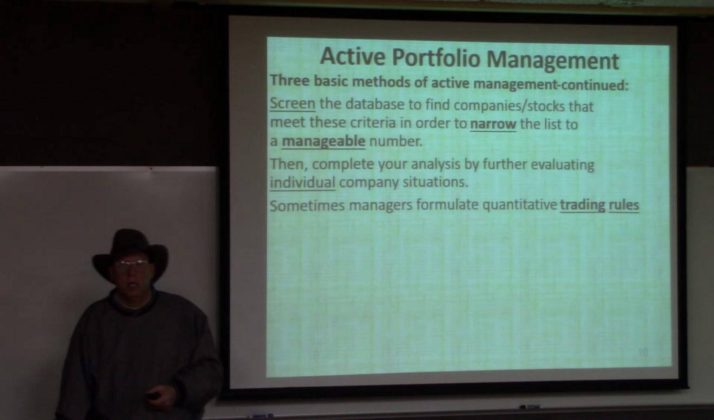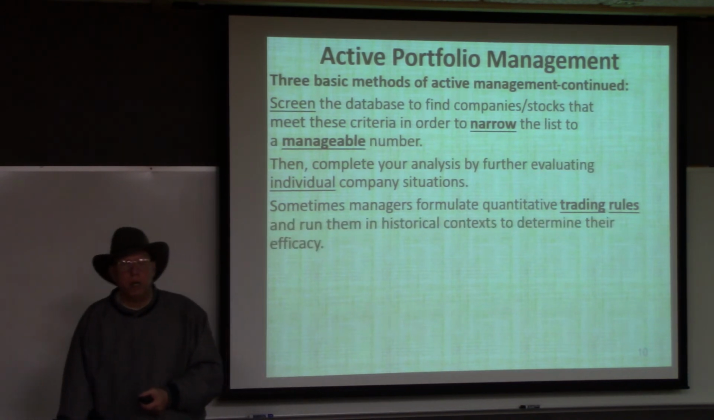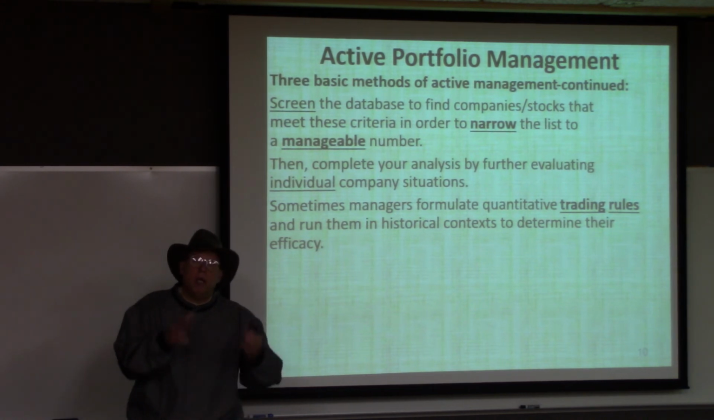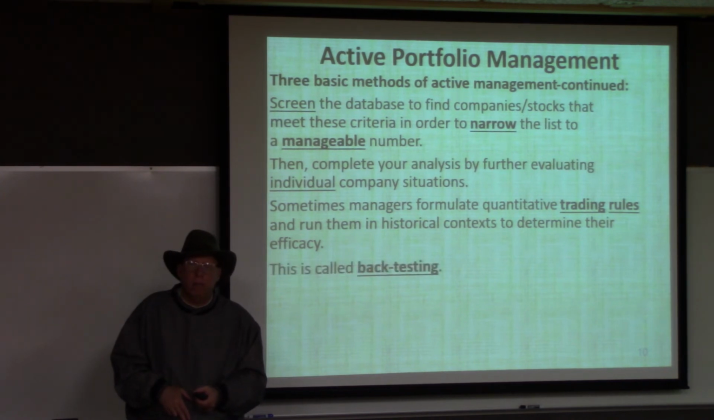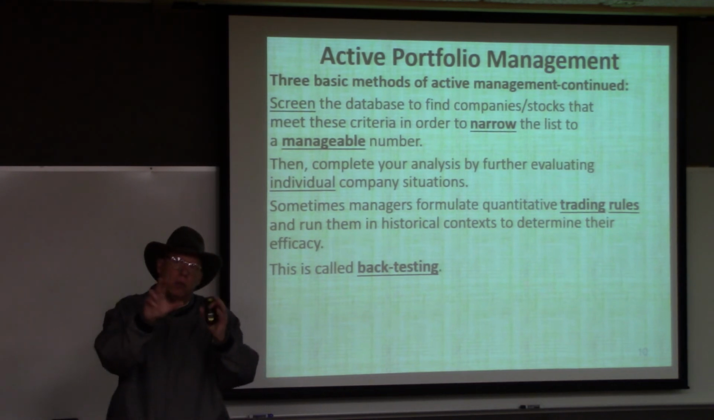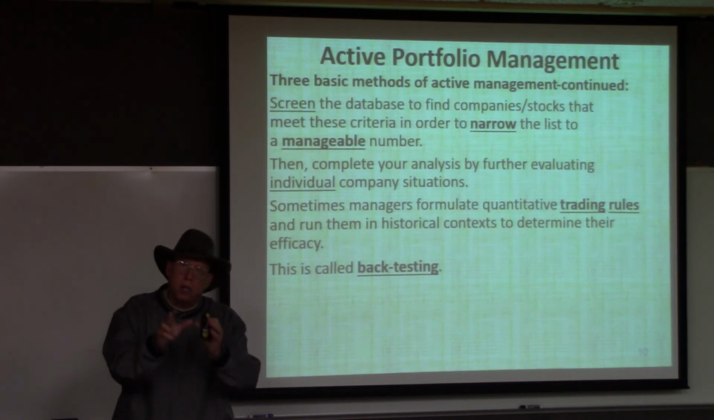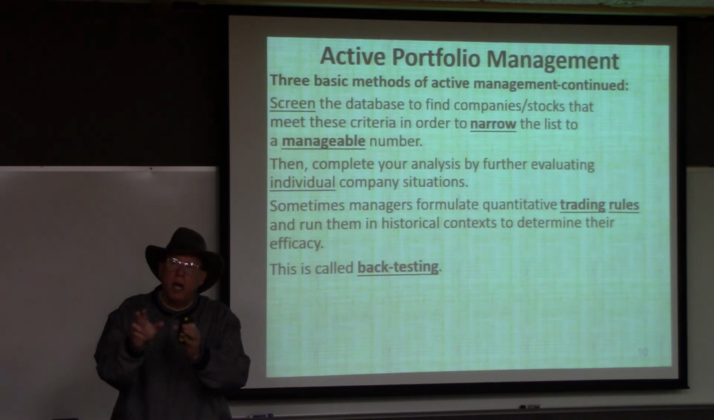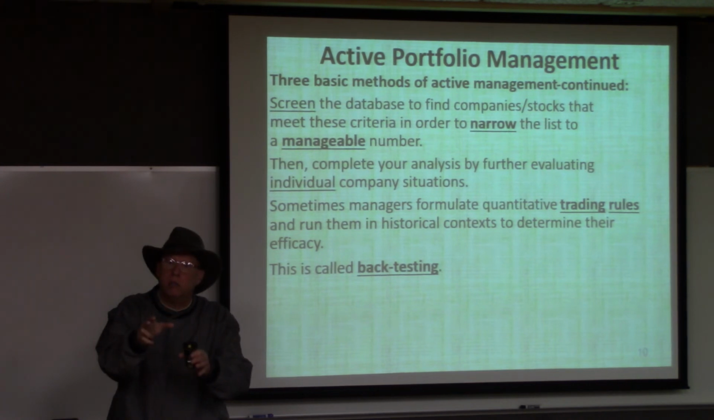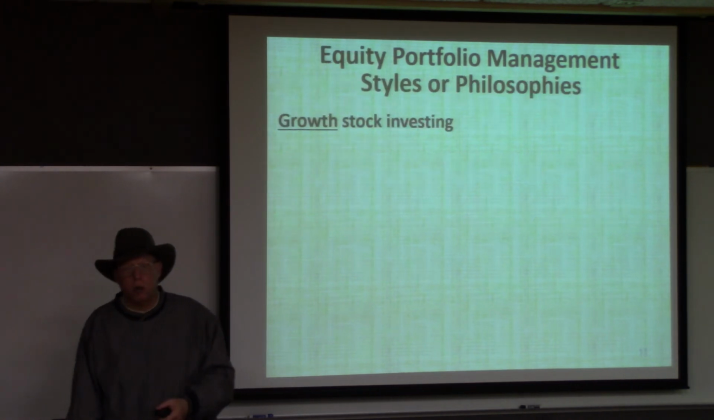Sometimes managers formulate quantitative trading rules and they run them in historical context to determine their efficacy. What does that mean? That means you say, if I look for a portfolio that had certain traits, how would it have done over time? And this is called backtesting. I have done this throughout my career, where I have come up with different approaches to picking stocks and managing portfolios. And I've said, hey, what would have happened if I had done it this way from 1990 to 2017? It's called backtesting.